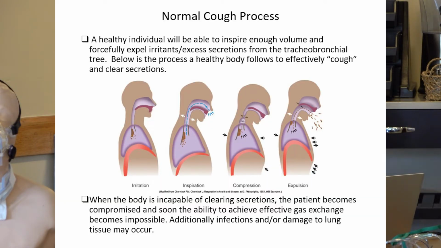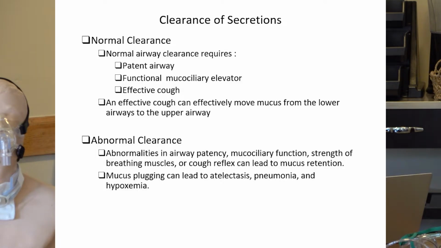Okay, normal cough process. The patient will be able to inspire enough volume and forcibly expel excess secretions from the bronchial tree. When I'm coughing normally, I take a deep breath in, then cough very forcefully to mobilize secretions effectively. And when I cough, the diaphragm is pushed upward, pushing the lungs to expel completely. If I can't clear secretions effectively, gas exchange is impaired, and it can ultimately cause lung damage, such as atelectasis.